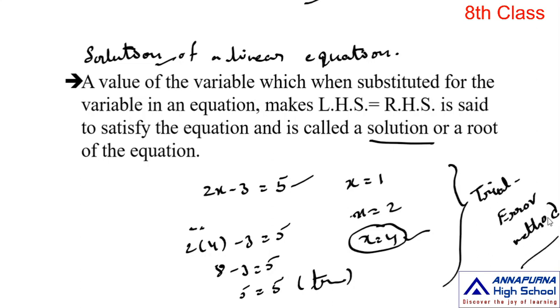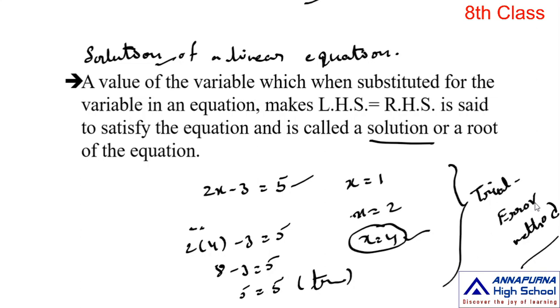I think this method you learned in 6th class: the trial and error method to find the solution of a linear equation. But in 6th class we didn't call it a linear equation, we called it a simple equation. So to solve a simple equation, this is one method, the trial and error method.